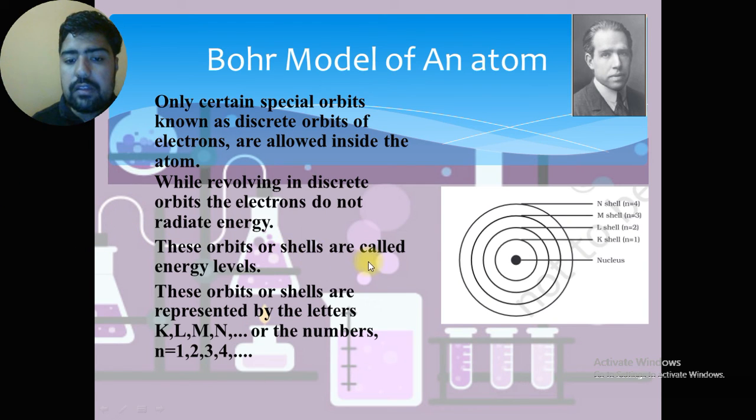These orbits or shells are called energy levels. He named these shells the K shell, L shell, M shell, and N shell. This is the nucleus, and in these shells electrons revolve around the nucleus.